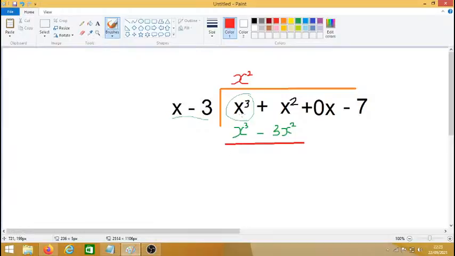We've got x cubed take away x cubed is nothing. x squared take away minus 3x squared. That minus turns into a plus. So it's 4x squared. And then we can bring down the 0x.